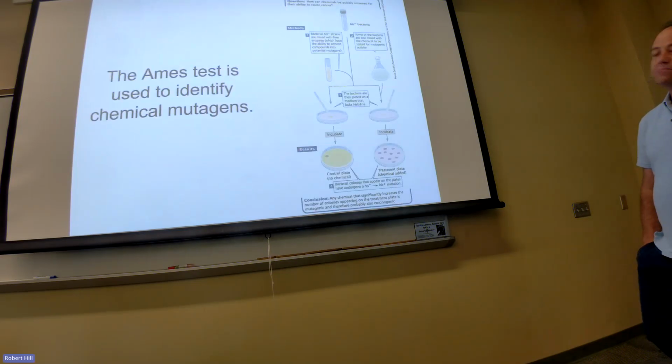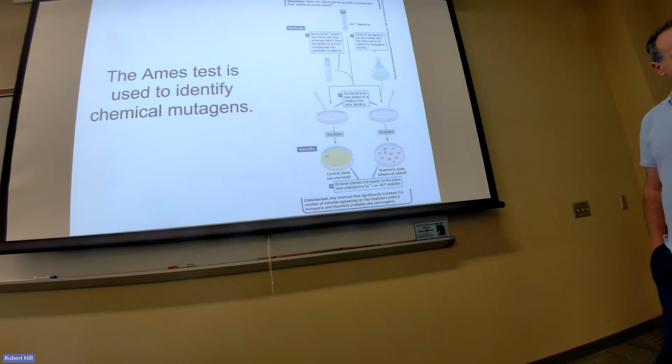Okay, so you take your His minus bacteria. That means they lack the ability to make histidine, an amino acid. This strain of bacteria has a mutation in the genes that produce histidine. So only in the presence of histidine do the cells grow.